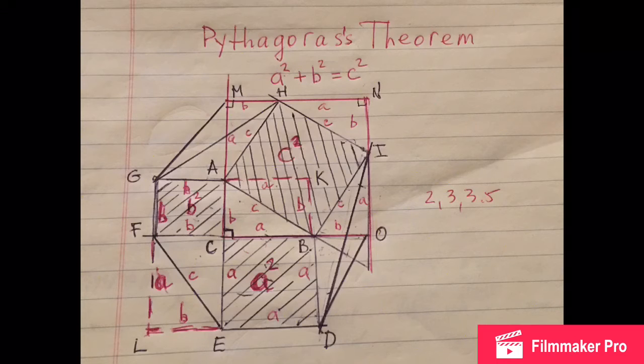I leave for you to prove that these four triangles are equal to each other. If you will need help with this proof, please write in the comments and I will prove it for you in the next video.